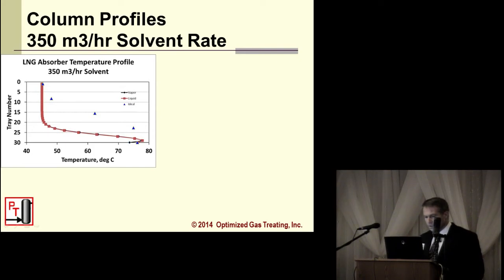You can see the ideal stage model gets pretty close to the liquid and vapor outlet, but the whole inside of the column is significantly off on the temperature profile.